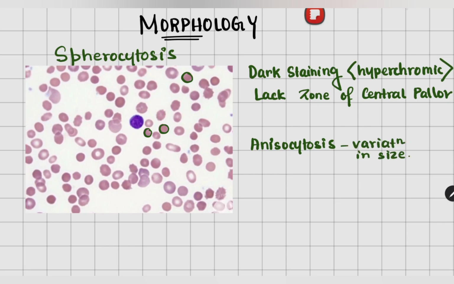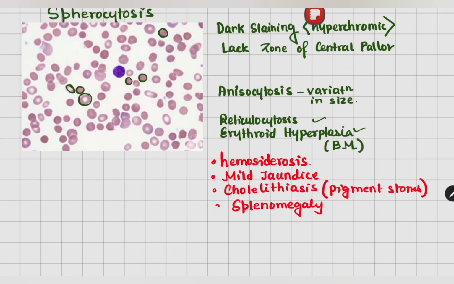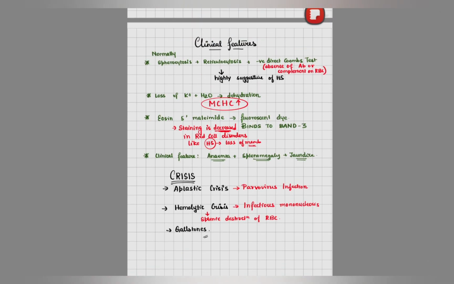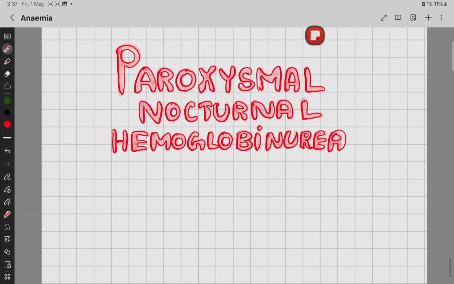Then there is reticulocytosis because of the compensation by the bone marrow. So we can also see erythroid hyperplasia. Other features are hemosiderosis, mild jaundice, cholelithiasis, which are pigment stones, and splenomegaly. So this was all about hereditary spherocytosis, and now we will move on to paroxysmal nocturnal hemoglobinuria.